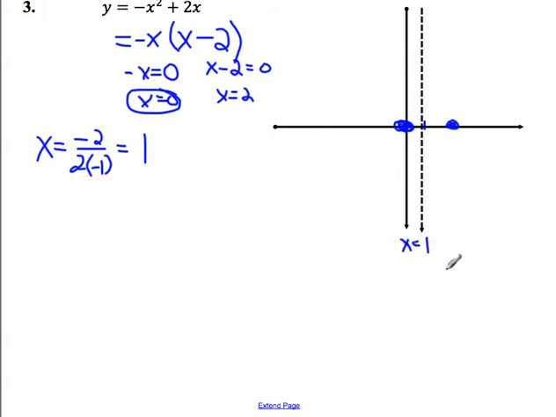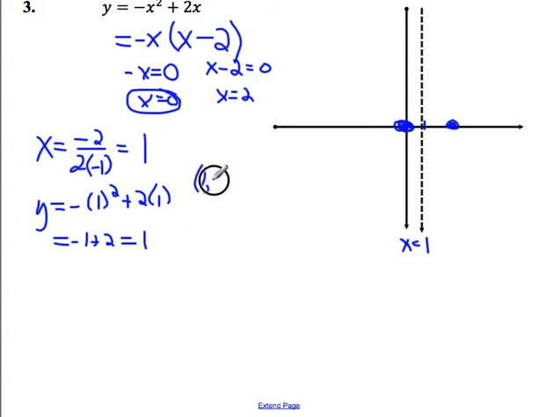Positive 1. Remember, make sure you label your axis of symmetry. Okay, then we're going to plug that in just like we did last time. So y equals negative, and then we're going to put 1 squared, and then plus 2 times 1. 1 squared is 1, so that's negative 1 plus 2. That's a positive 1. So our vertex is at 1, 1. Let's write it. 1, 1.